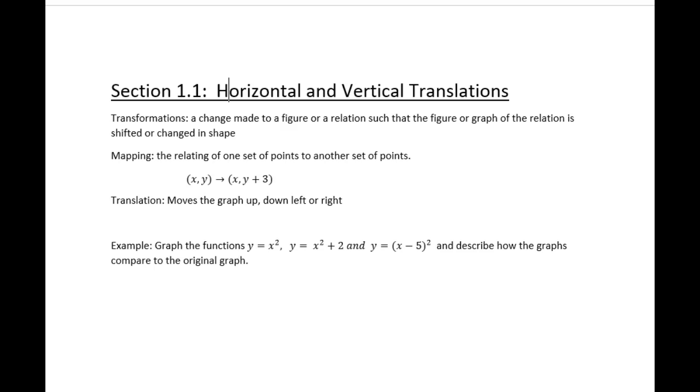If I was going to do a rough graph of what this would look like, this would be -2 and 4. Then it would be -1 and 1. Then it would be 0 and 0, 1 and 1, and 2 and 4. So then our picture would look something like that, a parabola. This is your standard equation.